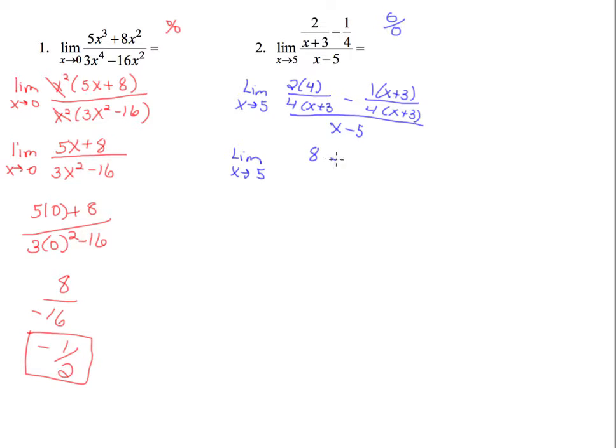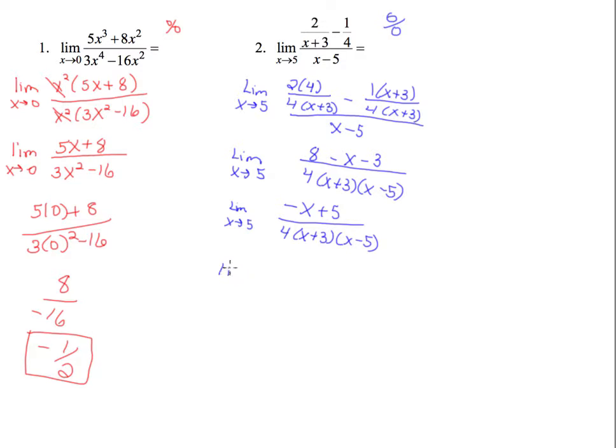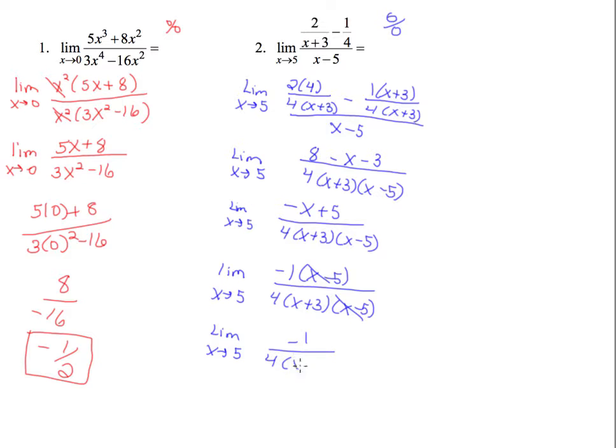Therefore, now I have 8 minus x minus 3 when I distribute the negative over 4 times x plus 3 times x minus 5 if I flip and multiply that bottom fraction. Combining like terms, I end up with negative x plus 5 over 4 times x plus 3 times x minus 5. Factoring out the negative from the top, I now can cancel out the problem factor of x minus 5, leaving the limit as x approaches 5 of negative 1 divided by 4 times x plus 3.